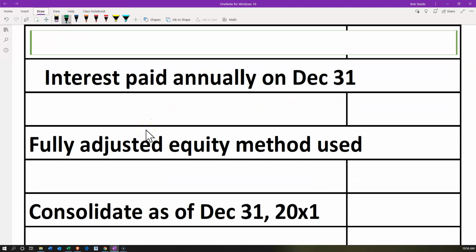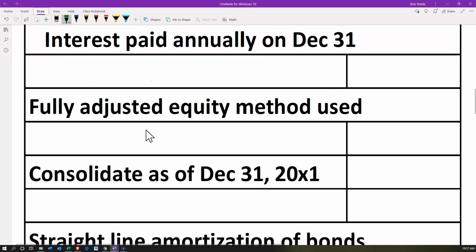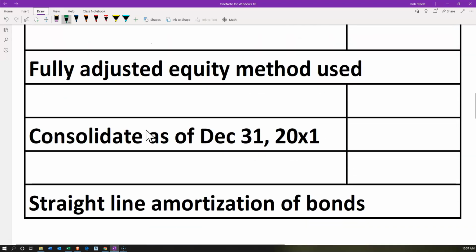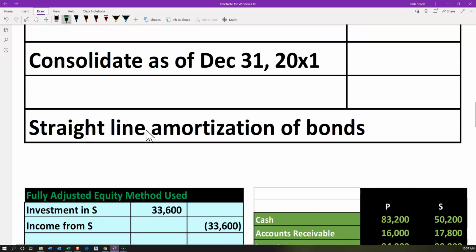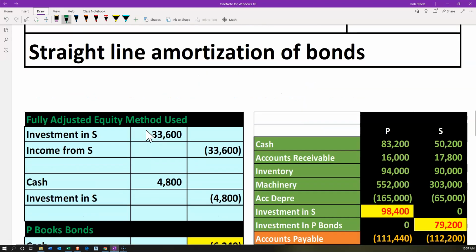Interest is going to be paid annually on December 31st. So the interest payment is not semi-annual. It's going to be an annual interest payment on December 31st. The fully adjusted equity method will be used. We're going to consolidate as of December 31st, 20X1. So that's like 2 years later, because remember that the purchase took place in January 20X0. So we had all of 20X0 and now 20X1. Straight line amortization of the bonds will be used for things such as the premium on the bonds.